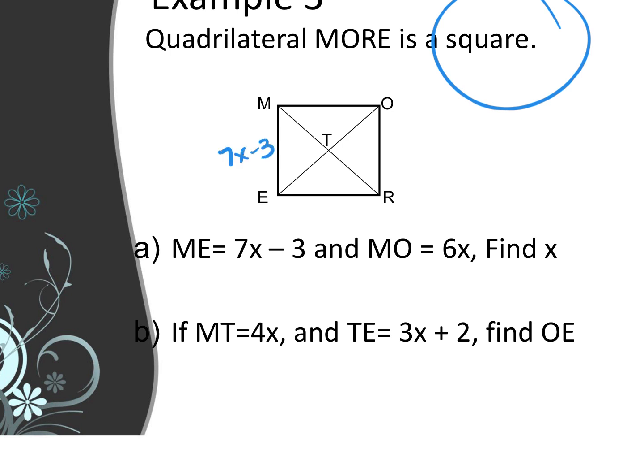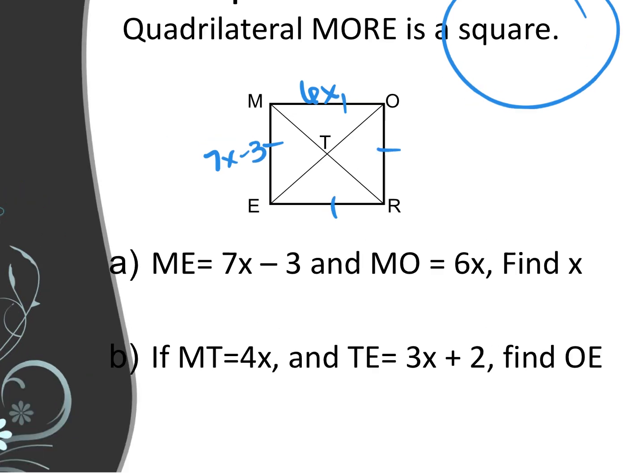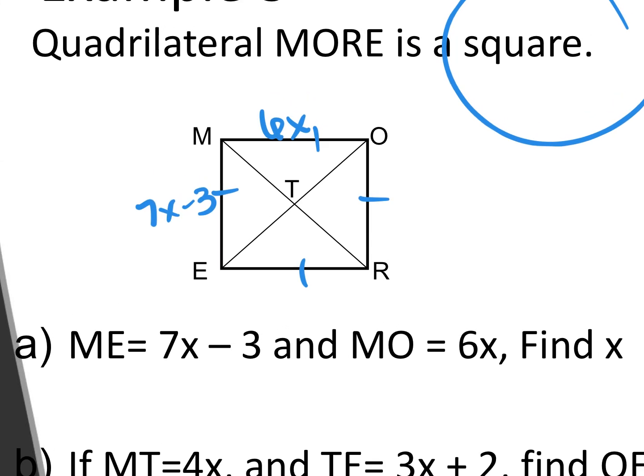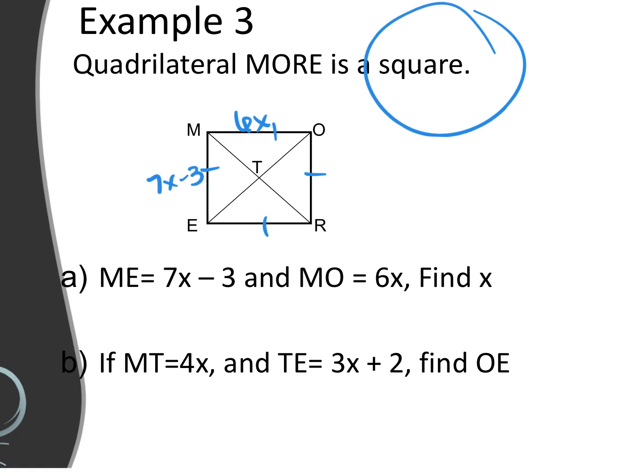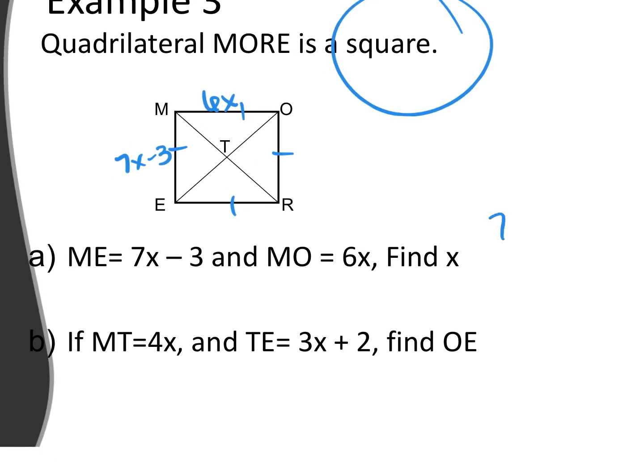7x minus 3 goes here. MO is 6x. What do I know about these two? Why? It's a square. What do we know about squares? All the sides are the same length. So I'm cool putting congruence marks on every single side, correct? So then these two sides must be equal, right? So what do I do to solve for x? All right, so what do I write? 7x minus 3 equals 6x.